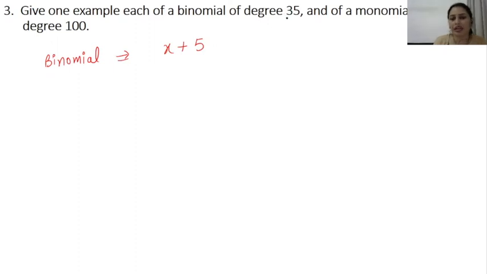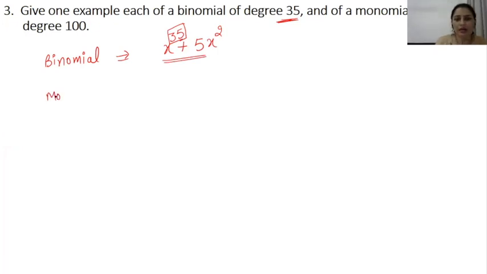But here we are discussing a binomial of degree 35. What is the degree? That means the highest power of the polynomial is 35 in this binomial. So we write x raised to power 35. Here you can write x square, x cube as it is. You can write anything you like, but the highest power should always be 35. That is a binomial having degree 35.